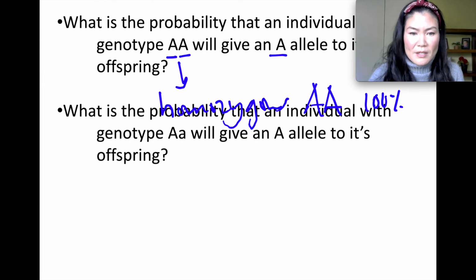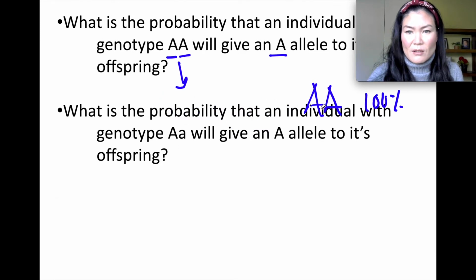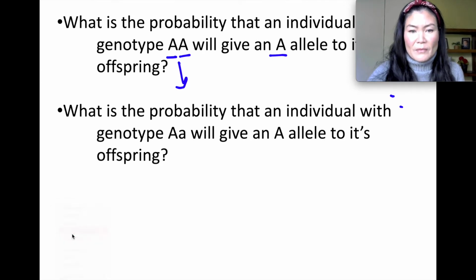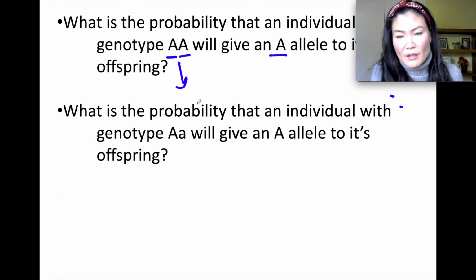Let's take a look at this guy. Let me get the eraser so you guys can read that. What's the probability that an individual with genotype big A, little a will give a big A allele to its offspring? So this is just like a coin with big A on one side and little a on the other. It's a 50-50 chance, a 50% chance, okay?